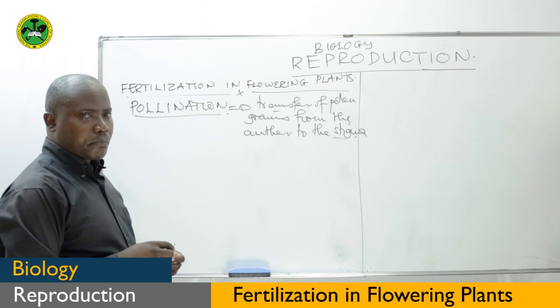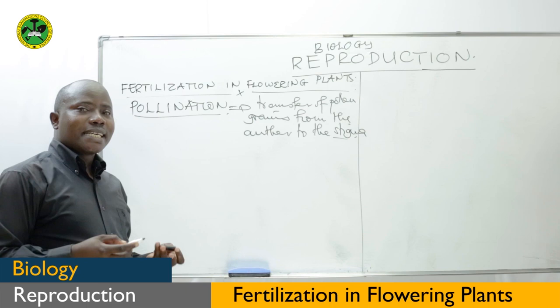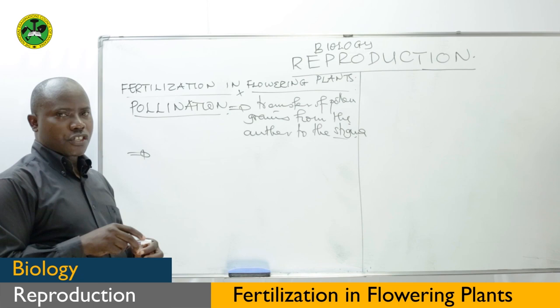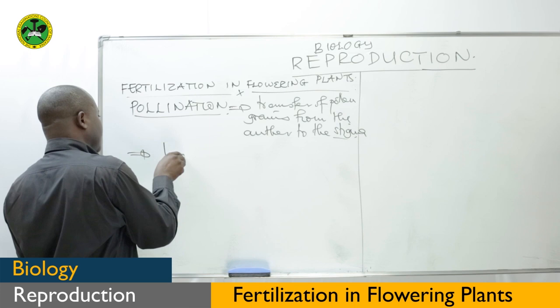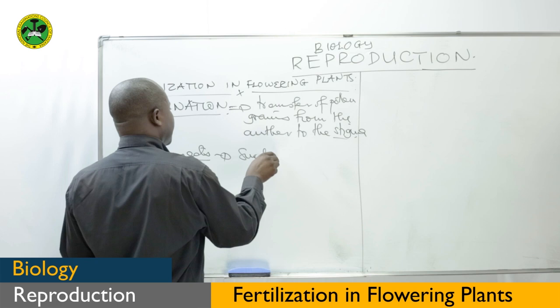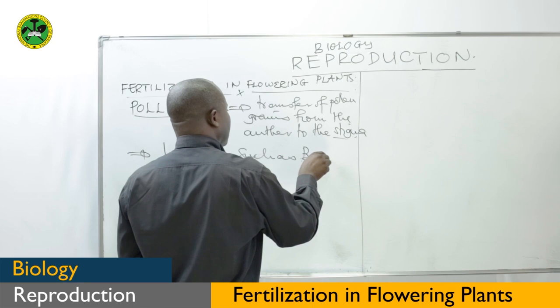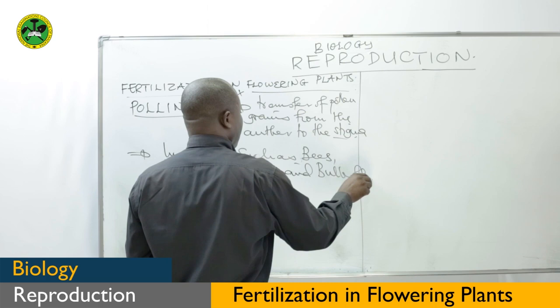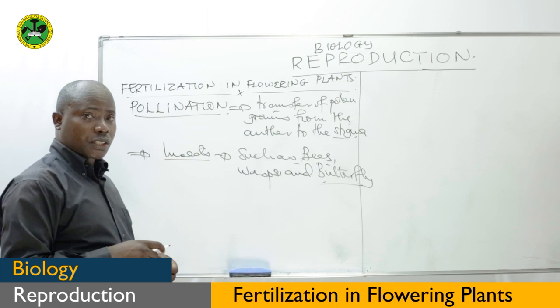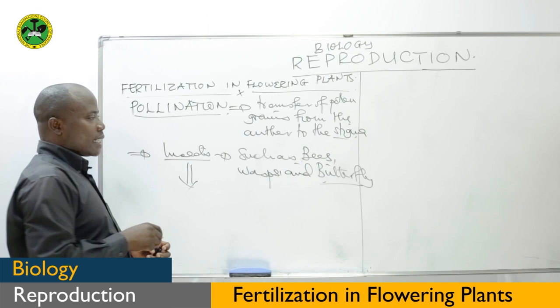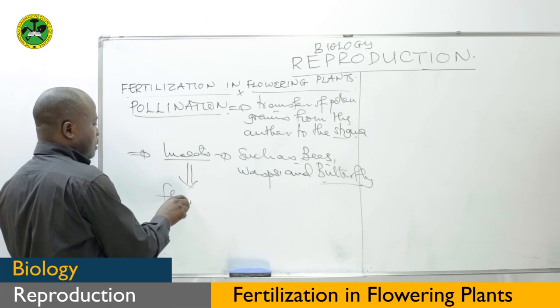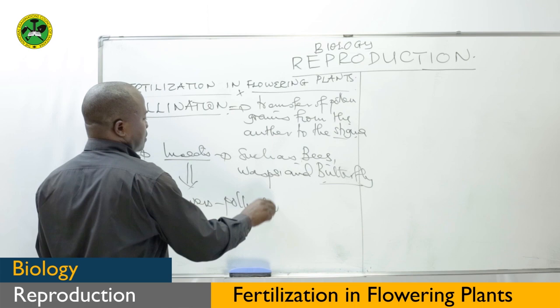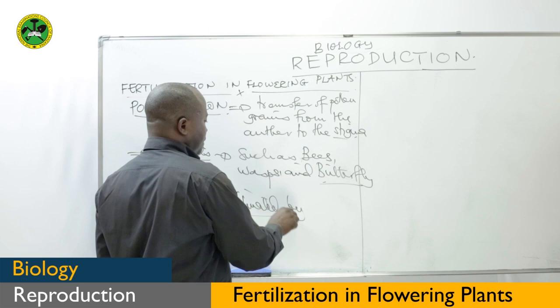To remind you, what are agents of pollination? There are several agents of pollination, but of most importance, we have insects. Insects such as bees, wasps, and the butterfly are very important in the process of pollination. They carry pollen grains from the anther to the stigma, and the flowers pollinated by insects are known as insect-pollinated flowers.